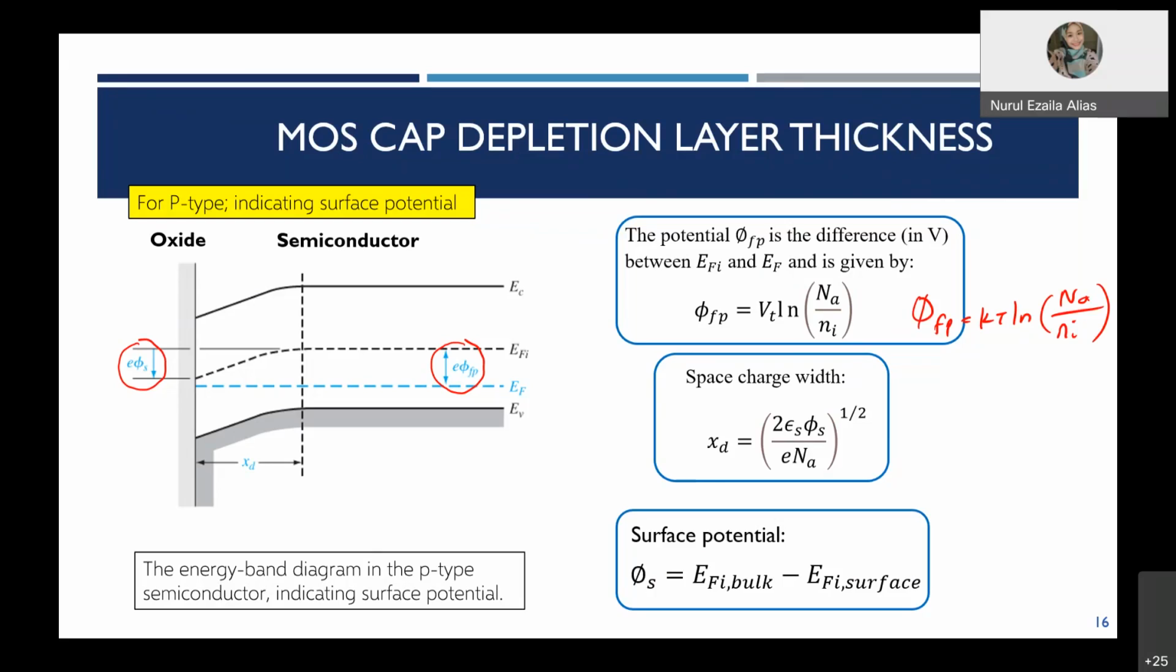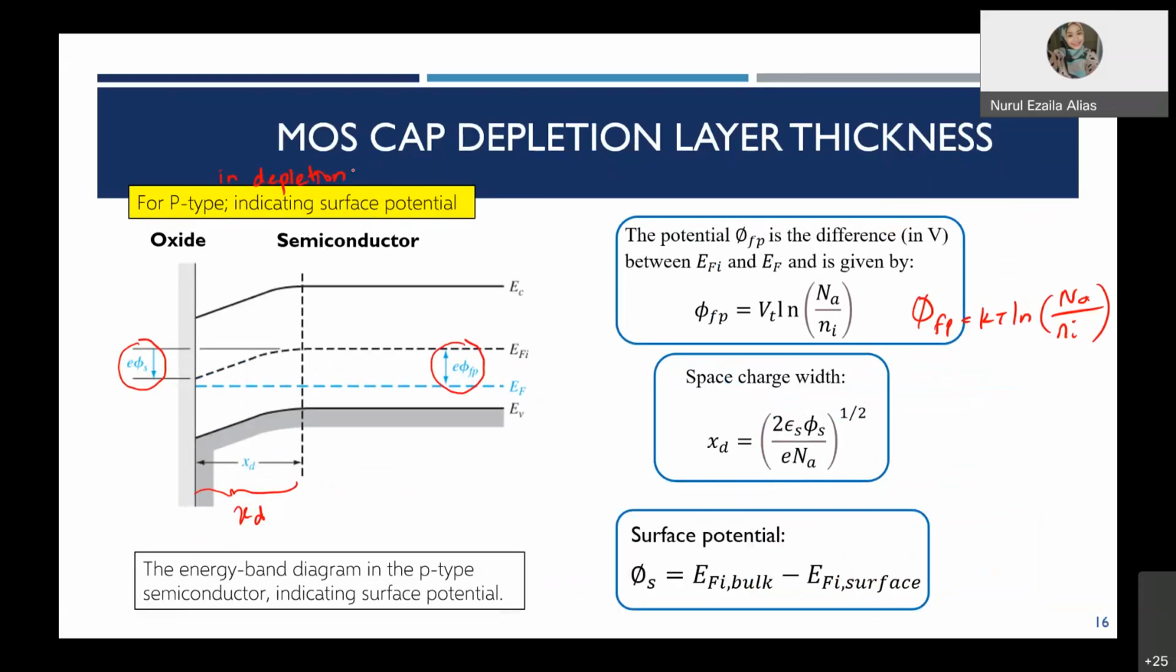The space charge width is the same as you learned in the previous lecture. You also had xn and xp, if you still remember, so it is the same. The equation is xd equals the square root of 2 epsilon s phi s over e Na. The surface potential is the difference between the Fermi level at the bulk and the Fermi level at the surface. So this is in depletion.